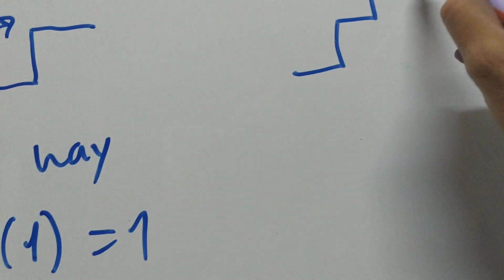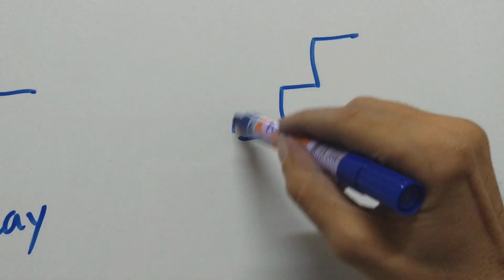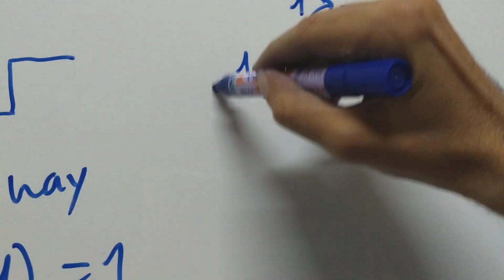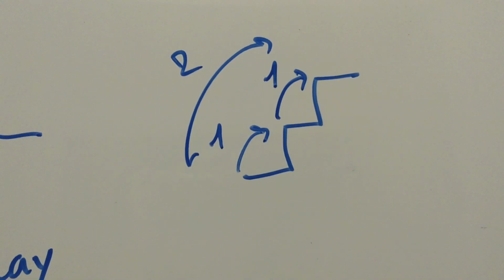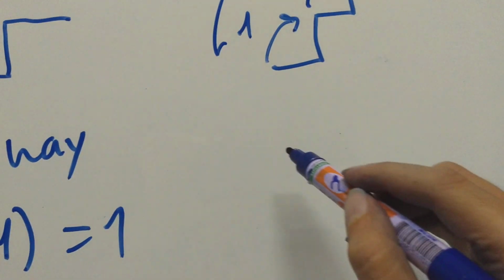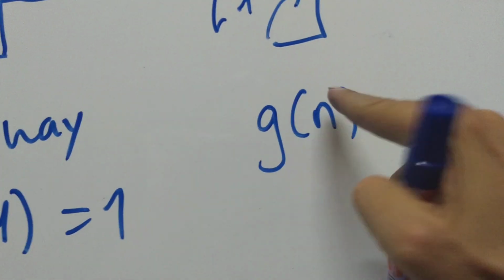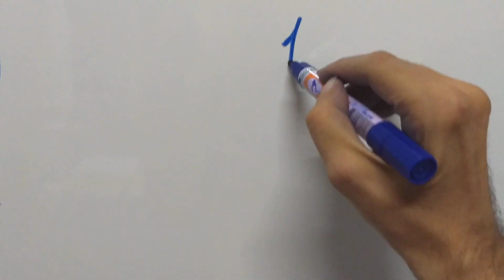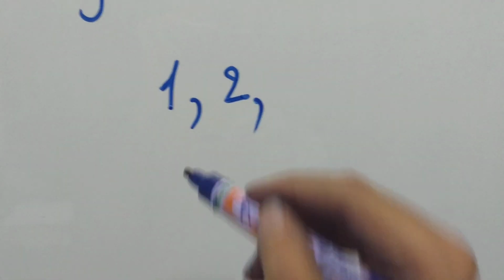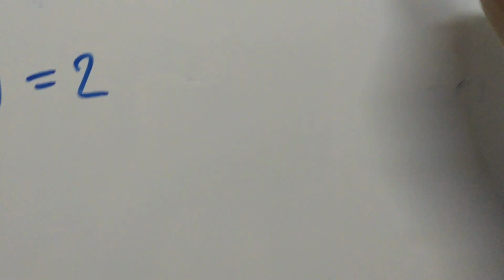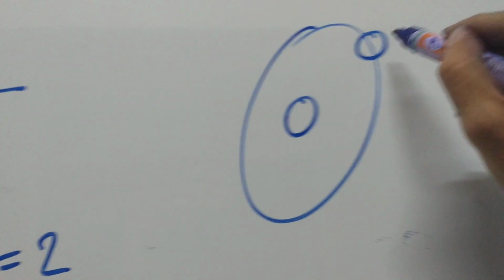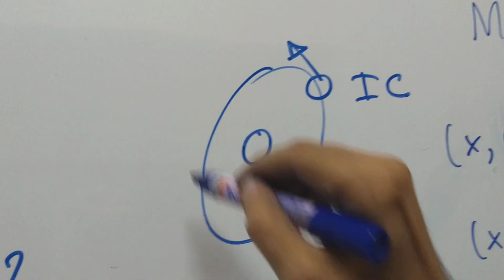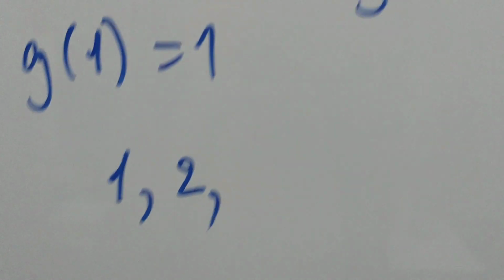Now, 2 steps. Well, there are several ways to do this. I can climb 1 step and then 1 step, that's one way. Or I can do it in one shot with 2 steps, that's another way. So the number of ways to do this, G of 2, must be 2. Okay, so now I have a way of beginning the machine. It's like I have the sun and the earth. I start here at this initial condition, the whole process starts, and then it goes around and around and around.